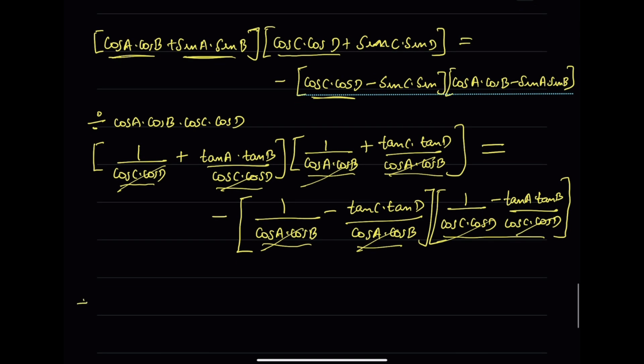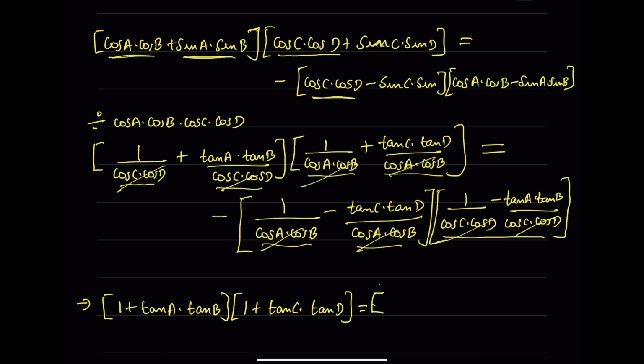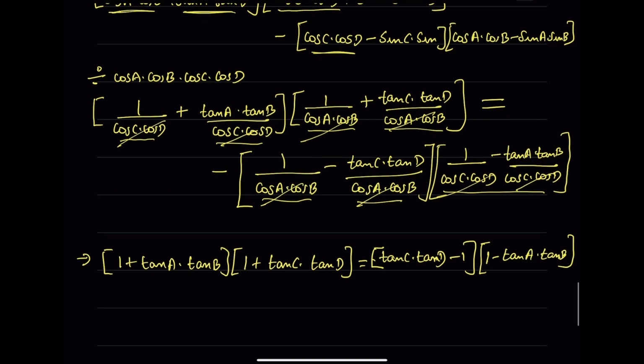So now we would have (1 plus tan A tan B) multiplied by (1 plus tan C tan D). This will be equal to, now just to solve the negative sign here, I am going to change this to (tan C tan D minus 1). Instead of writing it as 1 minus tan C tan D, I change it to tan C tan D minus 1 so that the negative sign is removed. It is just for the ease of calculation. It does not matter.